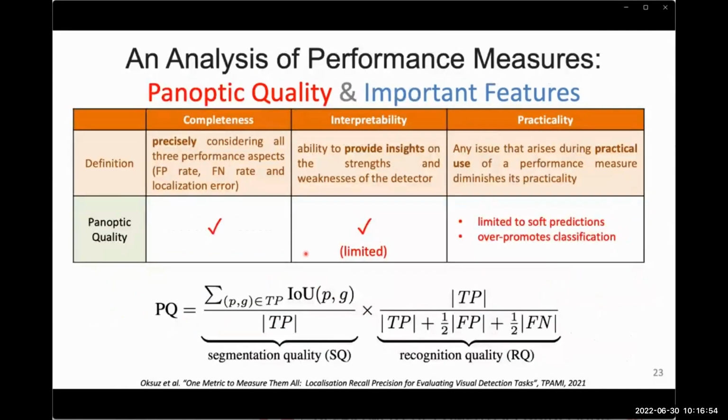To summarize, we have shown that panoptic quality is complete because it takes into account false positive rate, false negative rate, and localization error for true positives. It is interpretable because it has two components, segmentation quality component and recognition quality component, but limited in terms of interpretability because the recognition component is an F measure and it does not provide information about precision or recall independently. Finally, it has certain practical issues when it is used in practice.